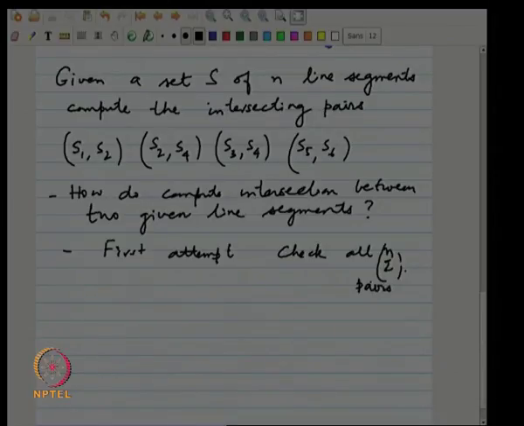And to check every pair, we know that it takes constant time. We just discussed that. So, that implies order n square. So, we have the first attempt, the simple straightforward approach, would be order n square operations, let us say.